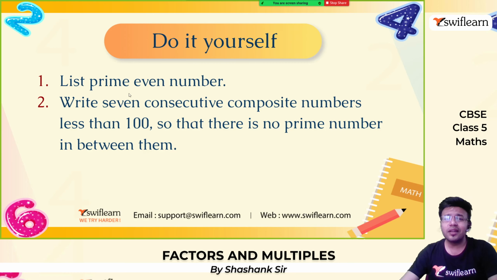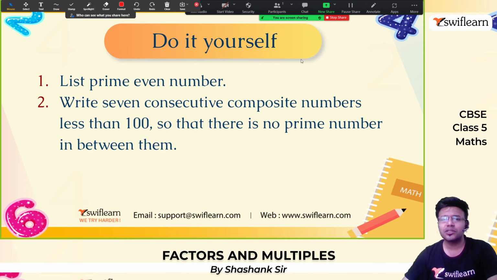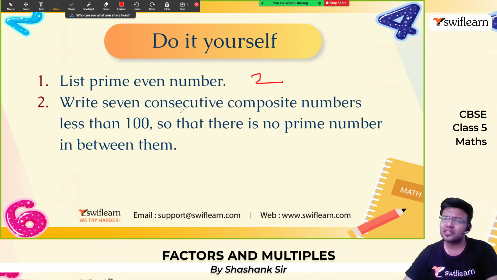Okay, list prime even numbers. The only prime number which is even is 2. Right, 7 consecutive composite numbers which are less than 100. That is, there should be no prime number between them.